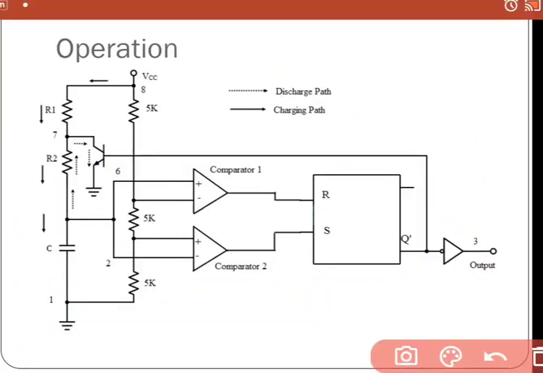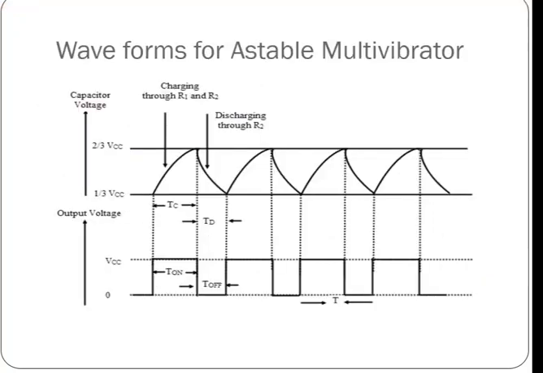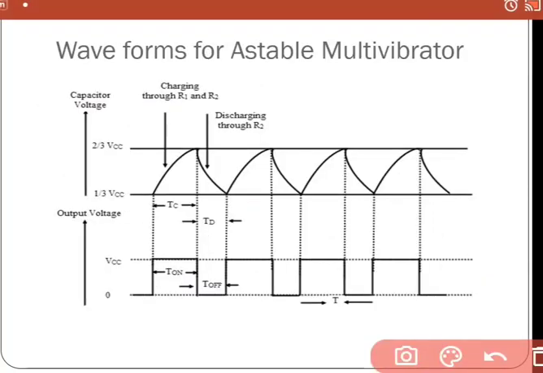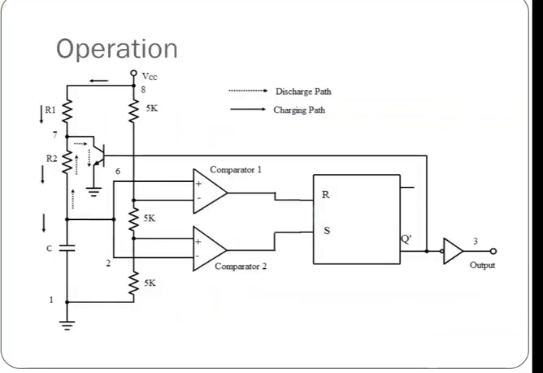Okay, now we will discuss about the operation. The following schematic describes the operation of the IC 555 in astable multivibrator mode. Now look, first we should look at what is the output. This is the output voltage waveform that we will get from pin 3. We will get a square voltage waveform, and this charging and discharging pattern of the capacitor we will discuss here.